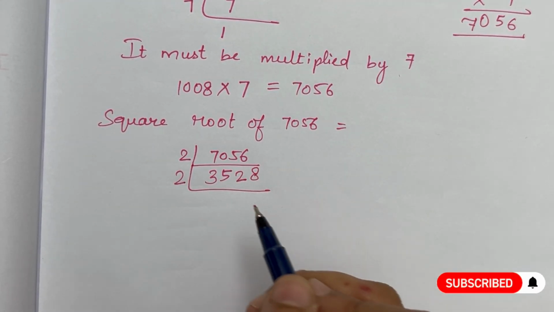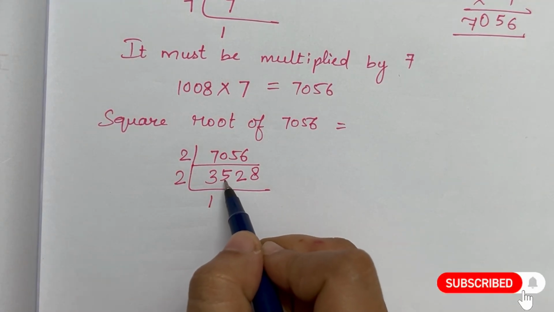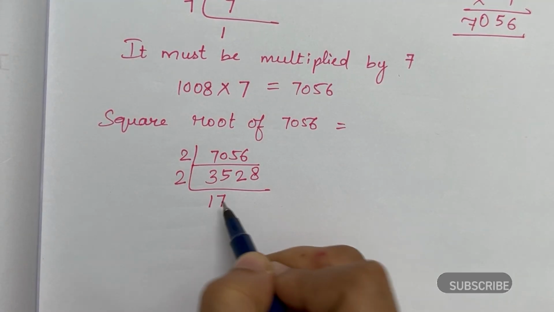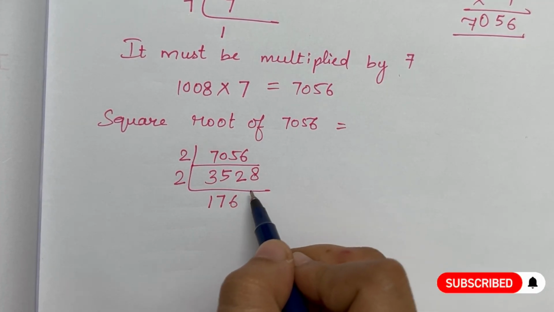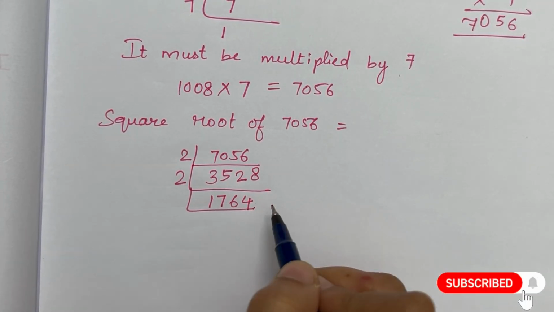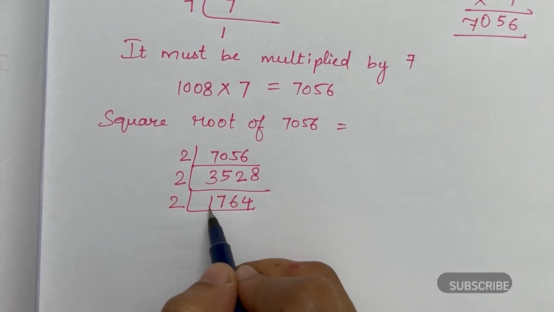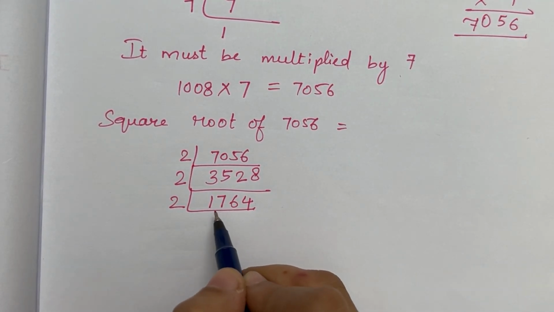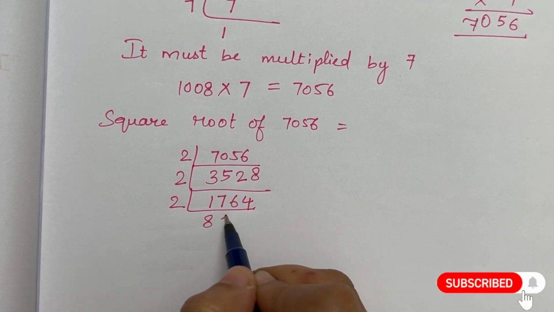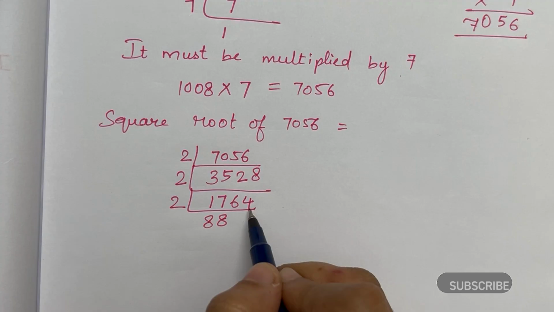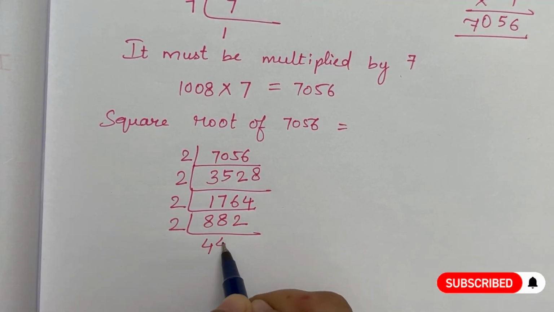This is divisible by 2. 1 time, 1 left, 15 will not come, 14 will come 7 times. Again 1 left, 12 will come 6 times, and 8 will come 4 times. Now this is divisible by 2. 17 will not come, 16 will come 8 times. 1 left, again 16 will come 8 times. 4 will come 2 times. 4, 4, 1.